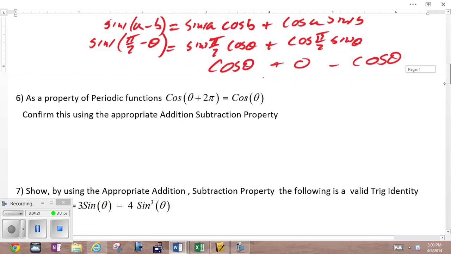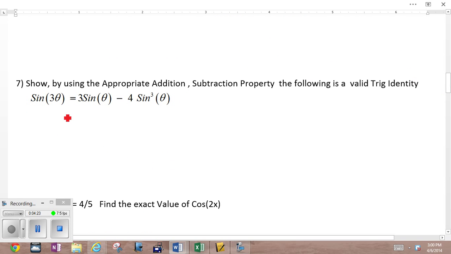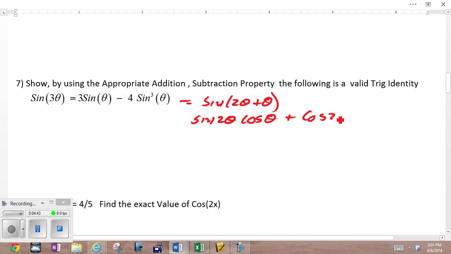So cosine would be the same thing. You're going to do the same thing here with the sine of 3 theta. I'll just get you started with that. That's going to be the sine of 2 theta plus theta, which of course is the sine of 2 theta cosine of theta plus the cosine of 2 theta times the sine of theta.